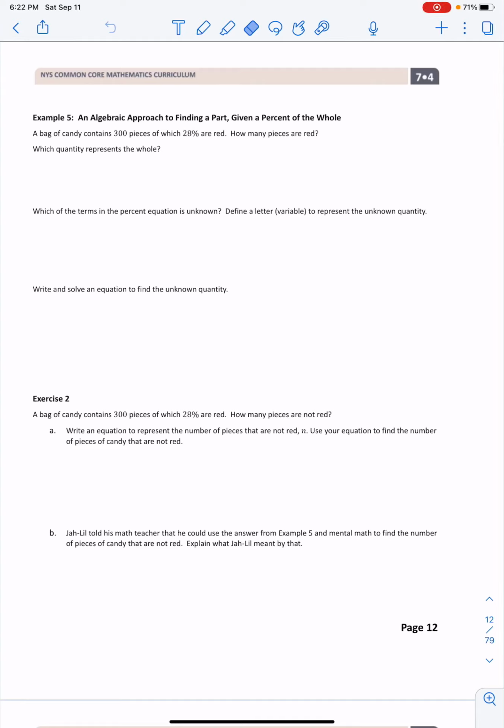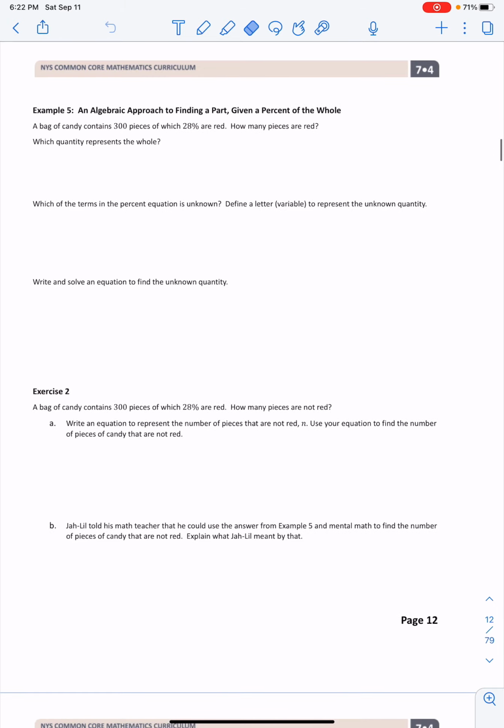Okay, this is lesson 3, day 2. A bag of candy contains 300 pieces, of which 28% are red. How many pieces are red? Which quantity represents the whole? 300 pieces.